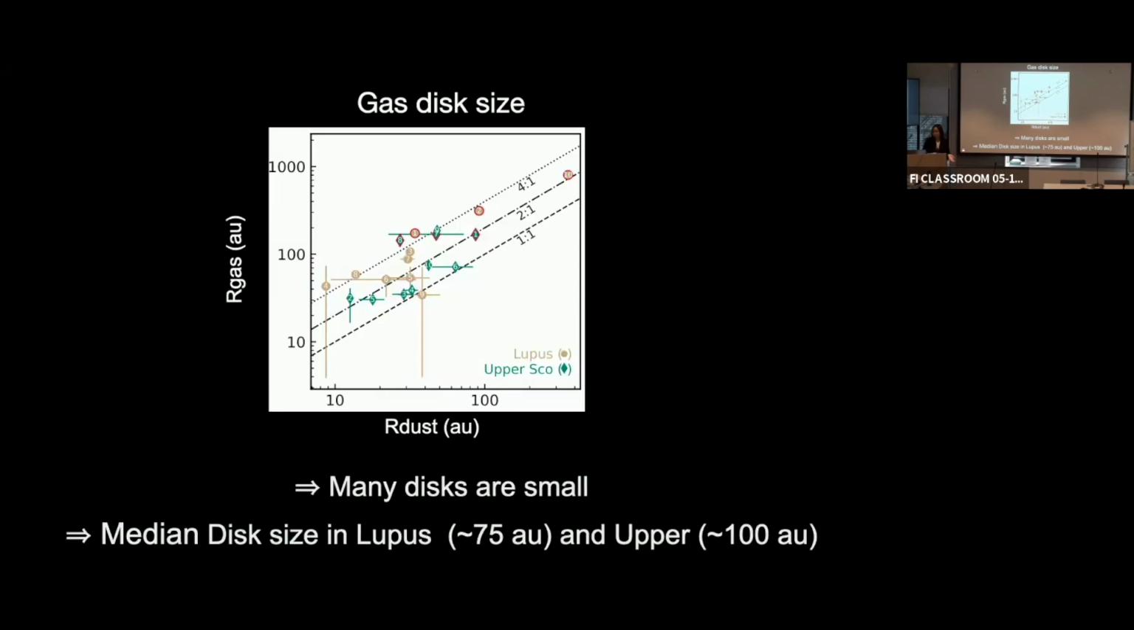Important thing, most of the disks look pretty small. So the median disk size is on the order of 70 to 100 AU. Those are a factor of few smaller than other very well-studied gas disks. So that suggests that in the general population of these protoplanetary disks, the gas disk is rather small, not like the well-studied ones where people find a few hundred AU or 1,000 AU sizes.